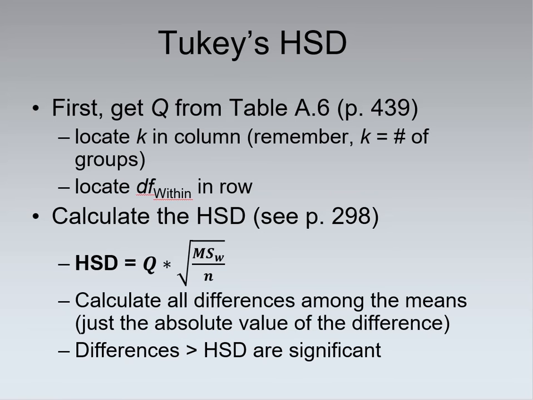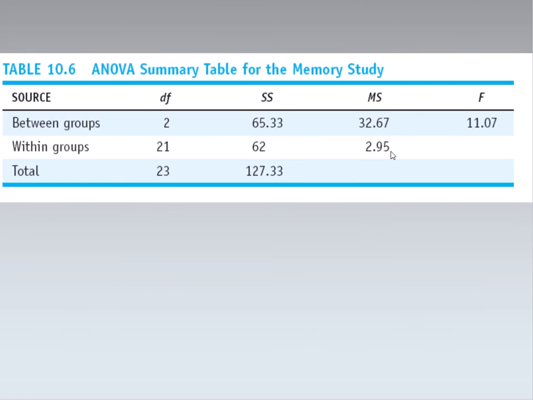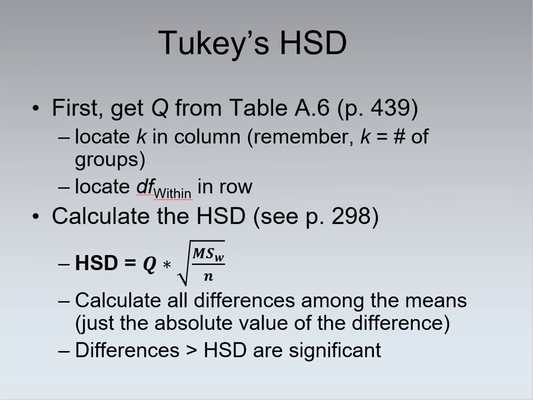Our honest significant difference is going to be the Q value we looked up times the mean squared within, which we get again from our table. It's going to be this value right here, 2.95, divided by n, which we know is 8, because these have equal sample sizes. So let's run through the math.